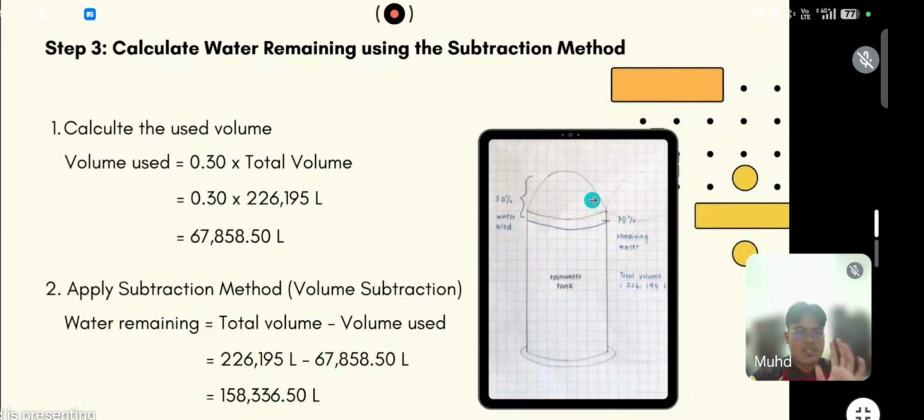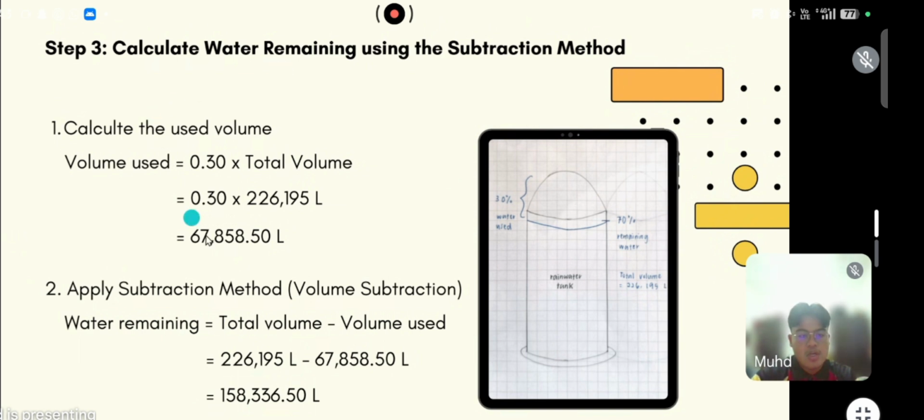So this is the third question tadi yang we use the subtraction method. We calculate the remaining, meaning the total of the tank minus the used water. So we calculate the used volume, which is 30% of the tank, so 0.3 in decimal multiplied by total volume. Total volume we got is 226,145 darab dengan 0.3, we get 67,858.5 liters.